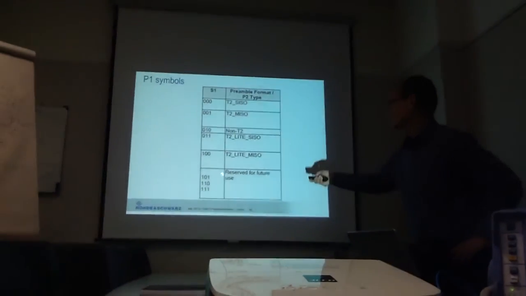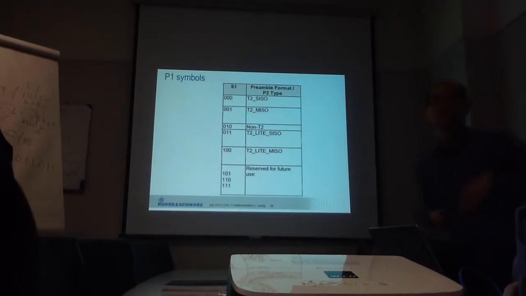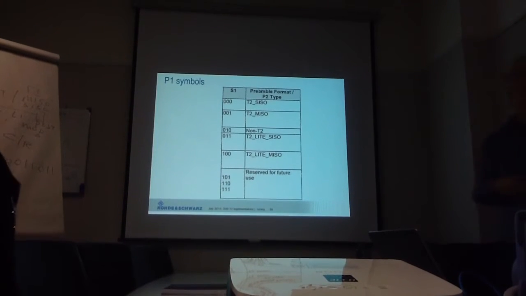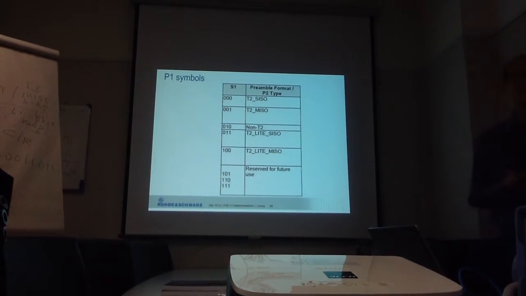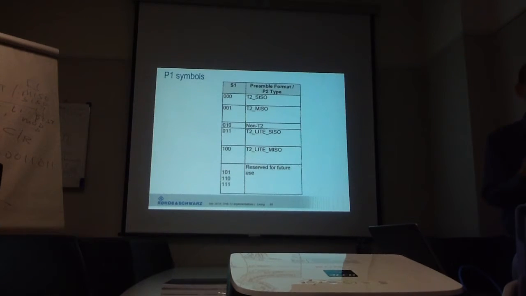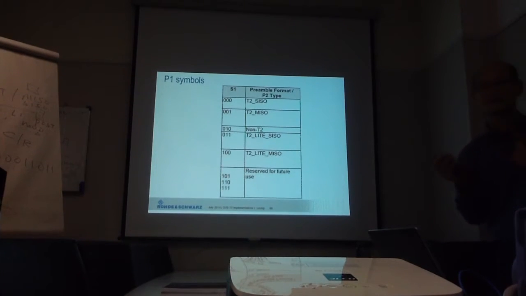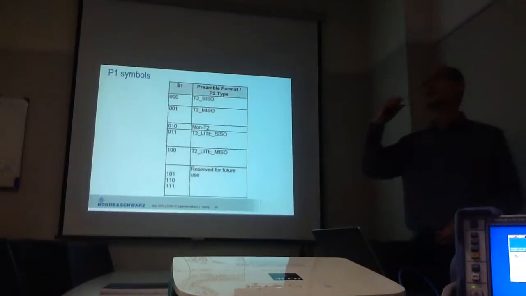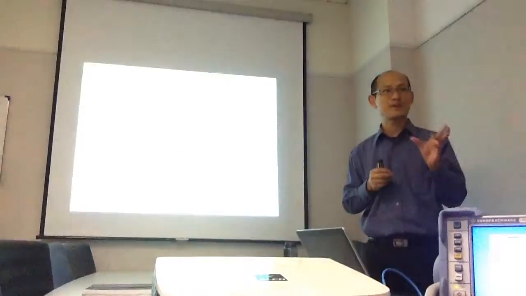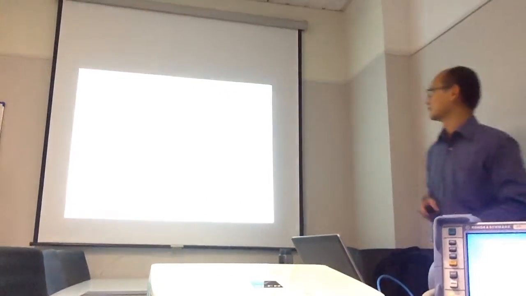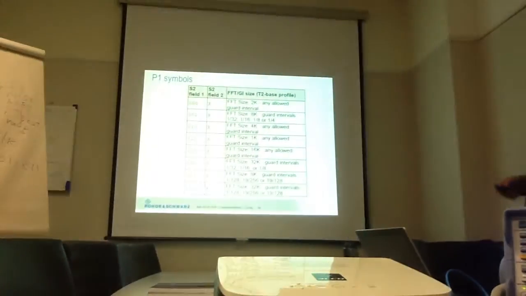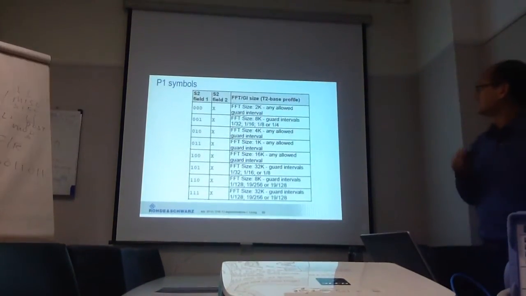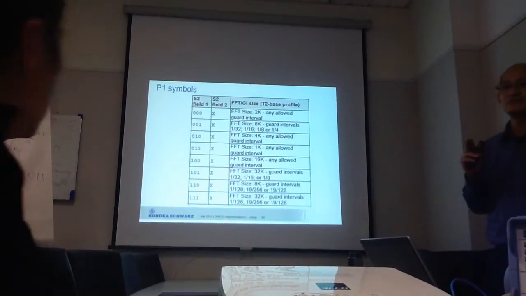Maybe you can see also there is 3 reserved for the future because when they have DVB-T and DVB-H mistake, they cannot. So they have to change many things. So in the T2, they try to have spare for future. So you can see that there are many different combinations.